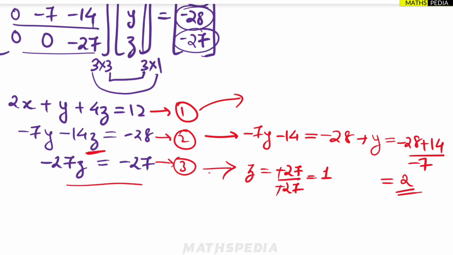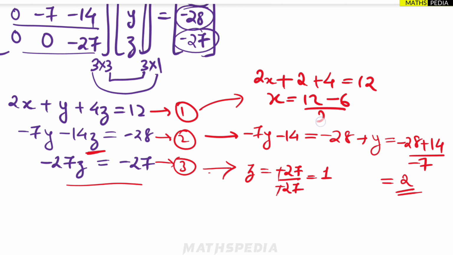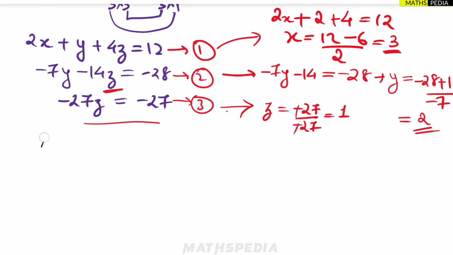Next, if I substitute this y value and z value, I can get the x value. So 2x plus the y value, which is 2, plus 4 into z, which is 1, equal to 12. So the x value will be 12 minus 6 divided by 2, which is 6 by 2, 3. So we got all the elements. The final solution: x value is equal to 3, y value is equal to 2, and z value is equal to 1.